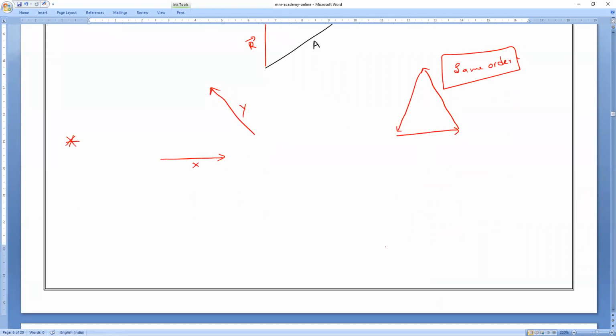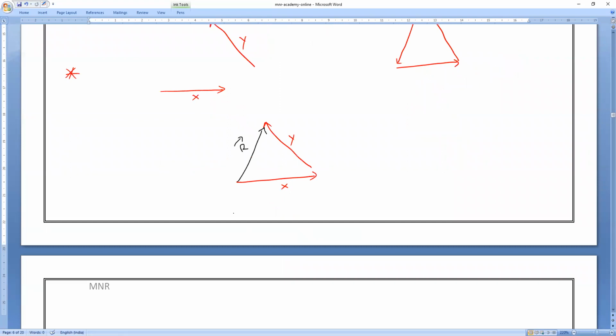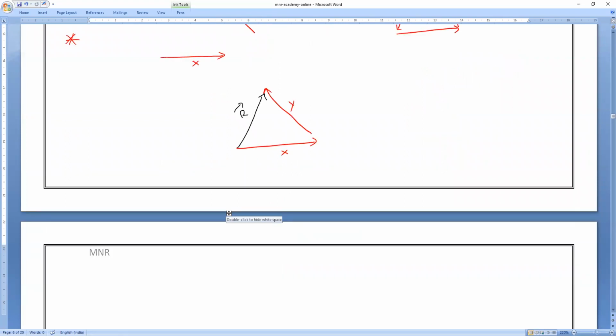So I can form a triangle with vector x and vector y. Then what is the resultant vector? Upward arrow or downward arrow? Upward. That is what the triangle law is. Understood? That is what you have to remember. Okay, guys? Clear?